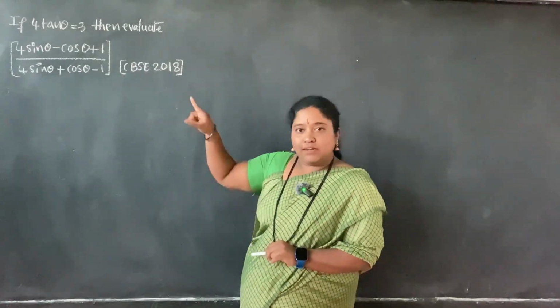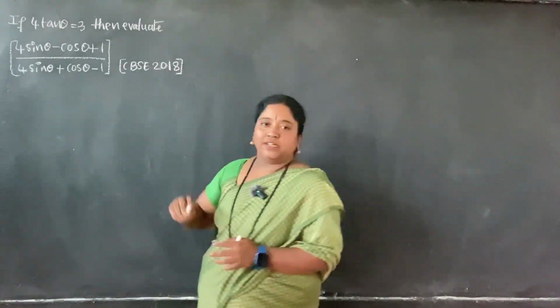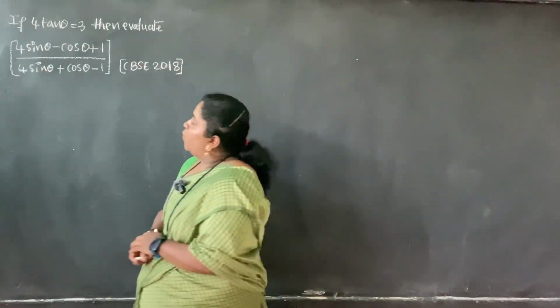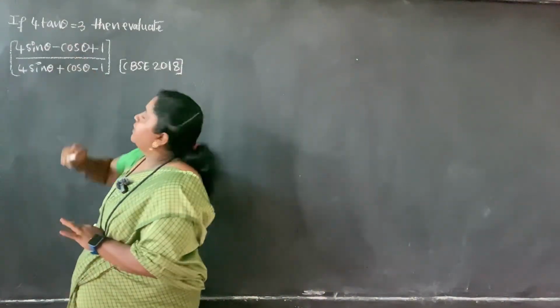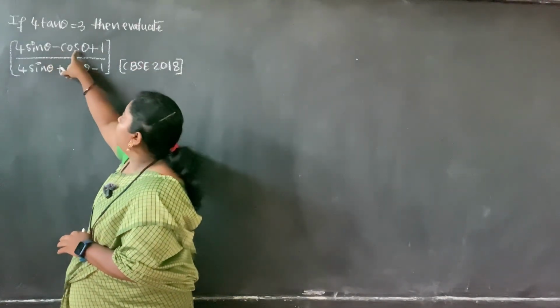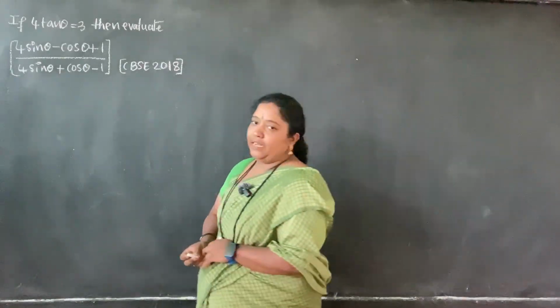Now, this is the next question that I am picking. This is a CBSE 2018 asked question, which means it is a recent question. See, what is the question? If 4 tan theta equal to 3, then evaluate (4 sin theta minus cos theta plus 1) divided by (4 sin theta plus cos theta minus 1).